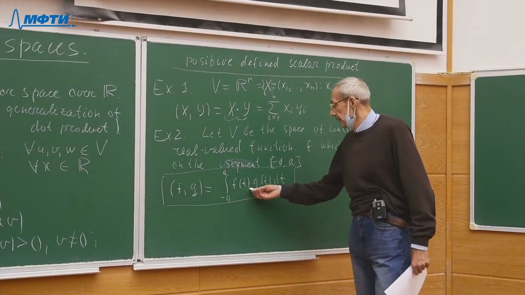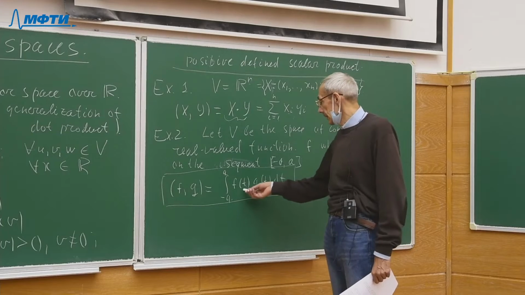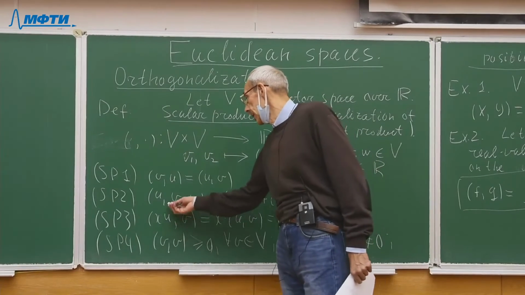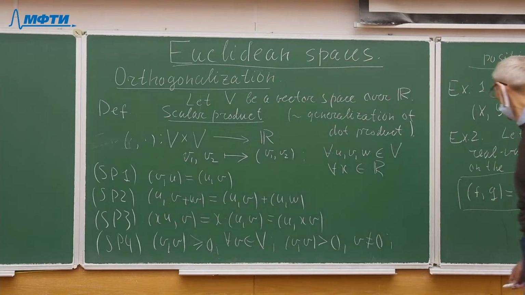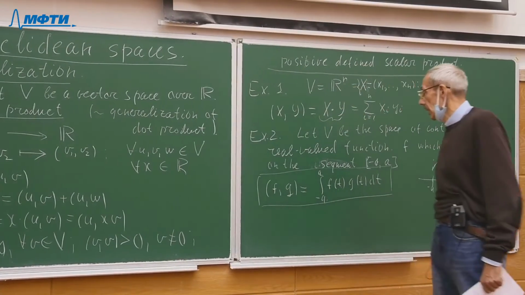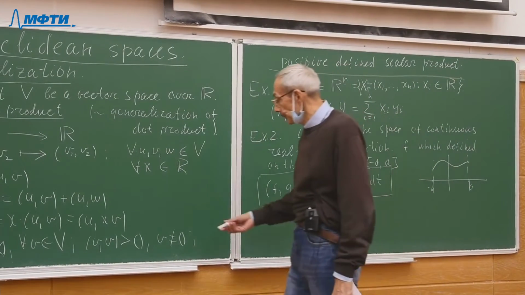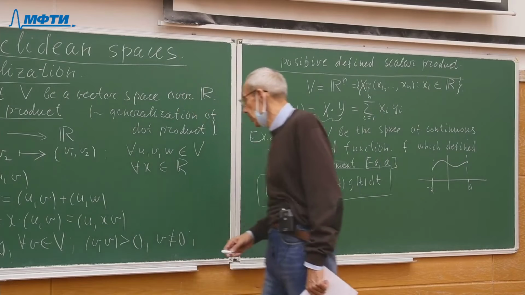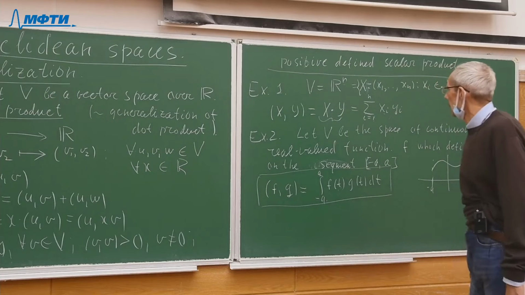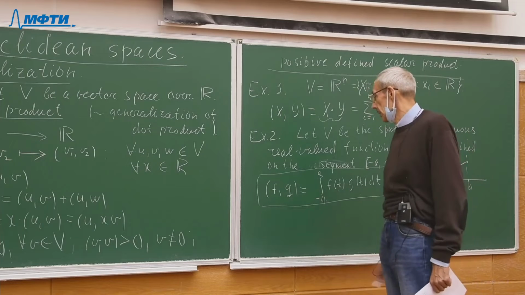It is easy to see that this scalar product is symmetric. It is easy to see also that this scalar product satisfies condition SP2, linearity, and the third condition, homogeneity. And we can easily check these conditions, but it is harder to check that this scalar product is positive definite, the condition of positivity.